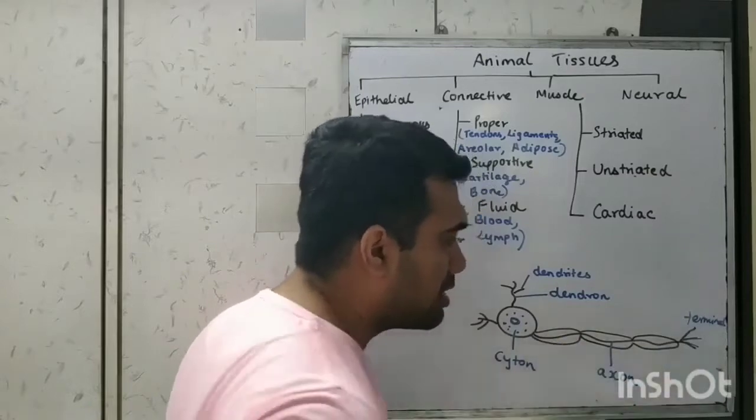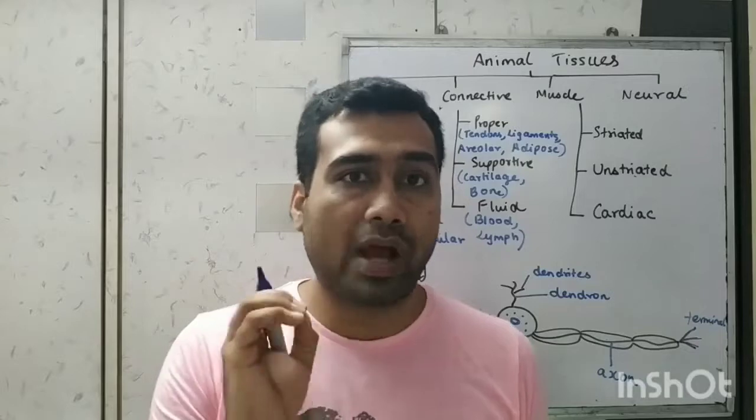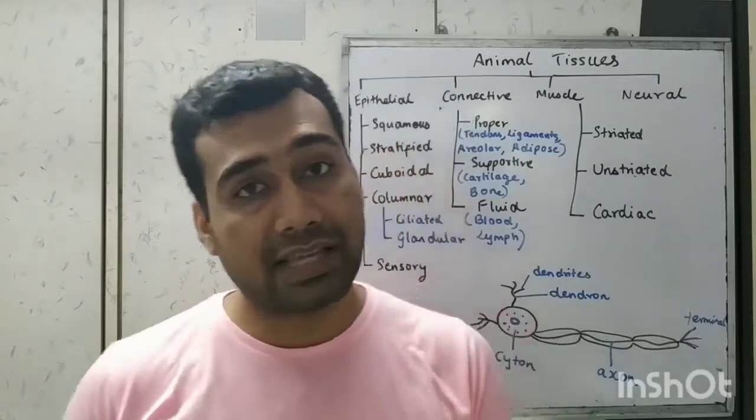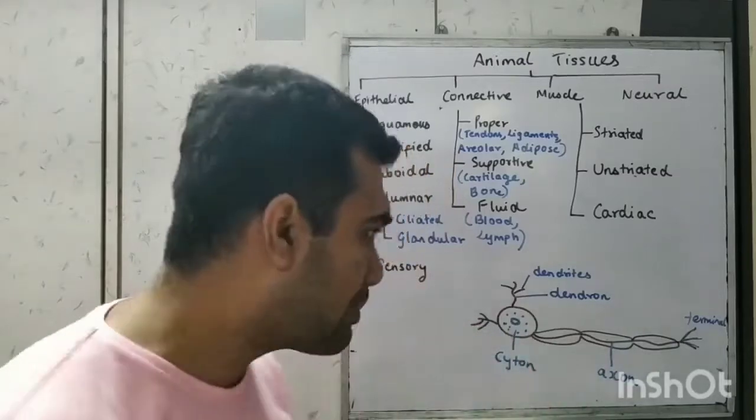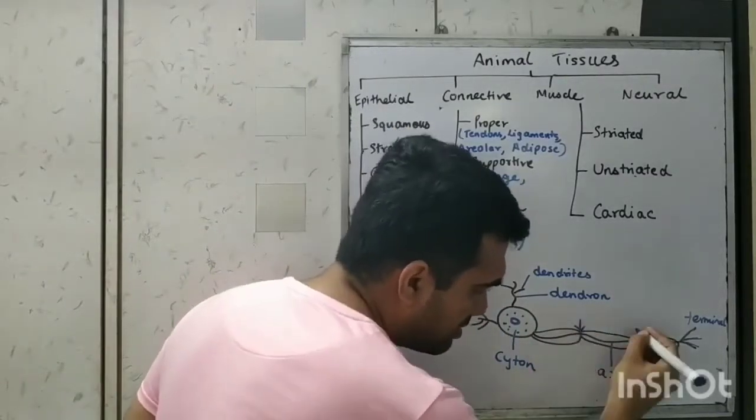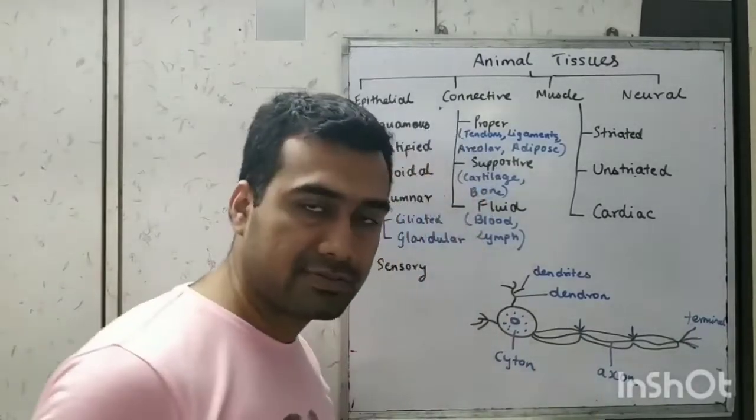Now the axon is usually covered by a sheath called myelin sheath, which gives it white color. And there may be a second covering on it which is called neurolemma. Now the gaps in between, where the sheath is very thin or missing, is called node of Ranvier.